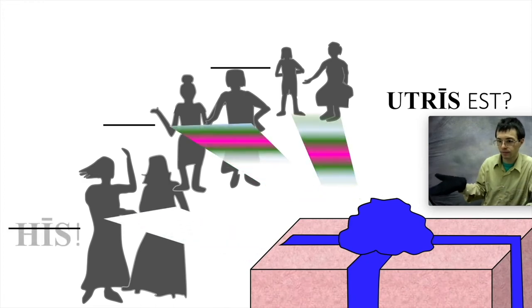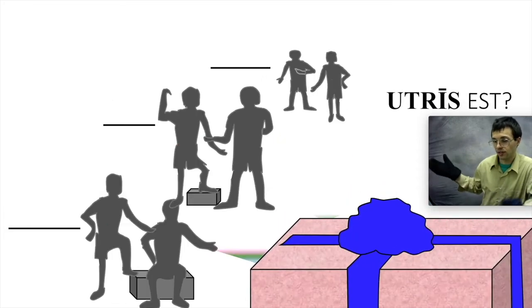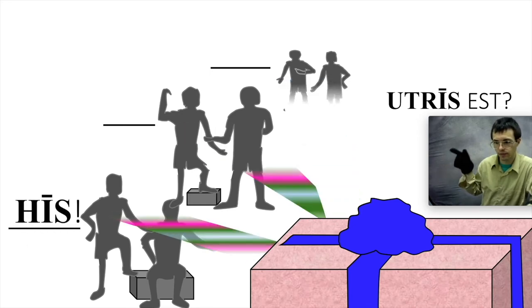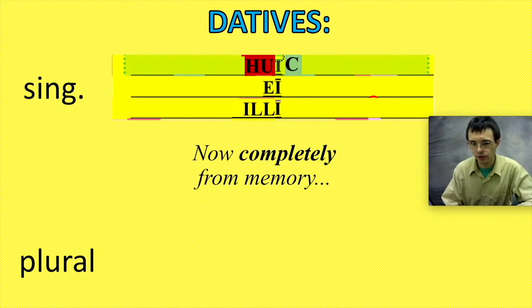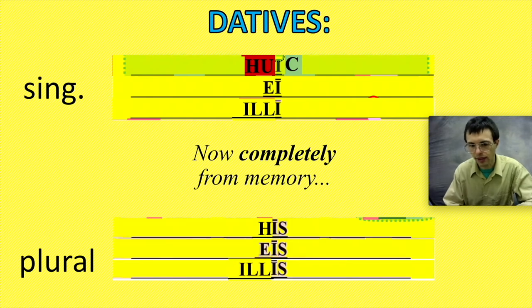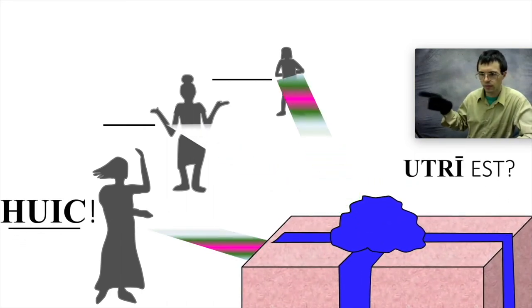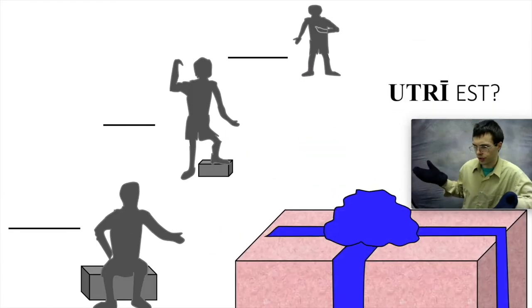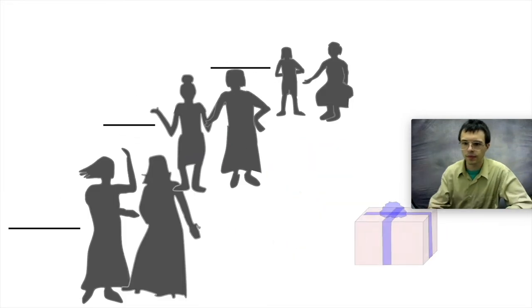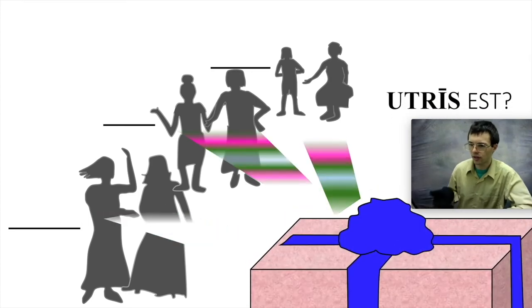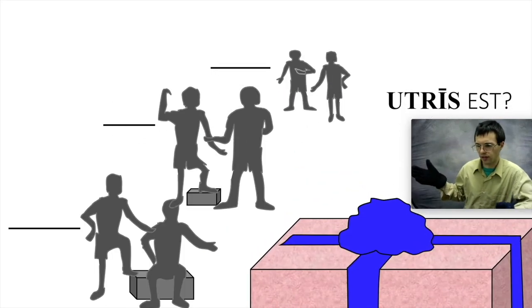Utris est? And if it's a guy, utris est? You're going to respond with the exact same thing. All right, now let's do it from memory. You can respond with huic, illi, or ei; his, eis, illis. Utri est. Utris est.